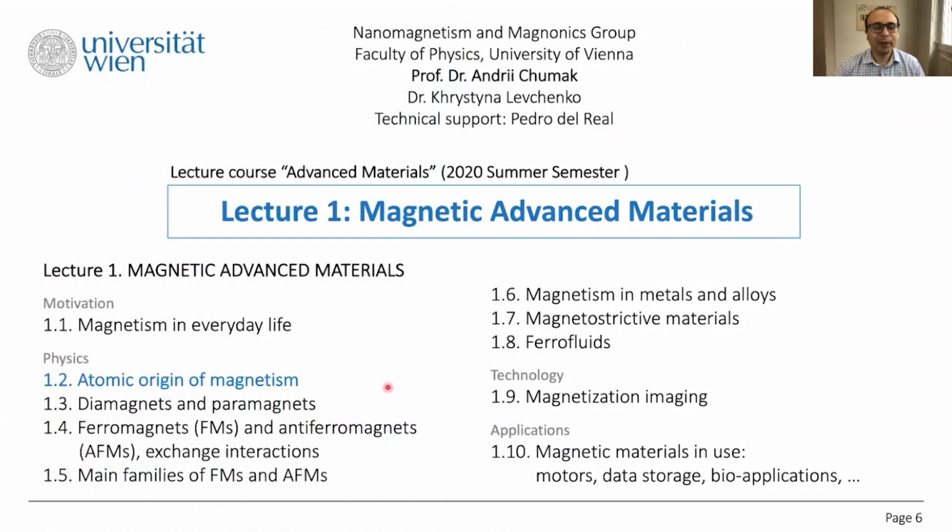Hello everyone, and today we are coming to the next section of this lecture, which is atomic origin of magnetism. So our job for today is to understand what actually gives magnetic properties to a solid body, to refresh some of our knowledge from atom physics, and to introduce different parameters which are usually used in this field of science to be able to understand the following material.